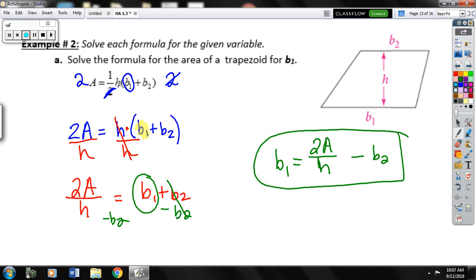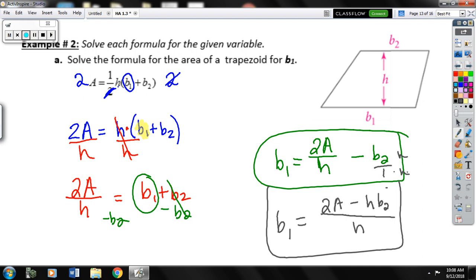Now, if it were on a multiple choice, or if you're checking your answers on my key, this answer might not be there. So what they may have done is make this have a common denominator by multiplying by h. And so they would have b1 equals 2a minus h times b2 all over h. Why? I don't know. Just so it's one expression instead of two. But I don't care. If it's an open-ended question, leave it like this, I'm fine with it. But if you check your answer online, just realize that this might be the way they show it. They like to have one term instead of having multiple terms.